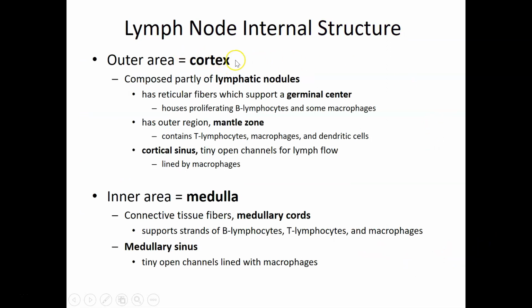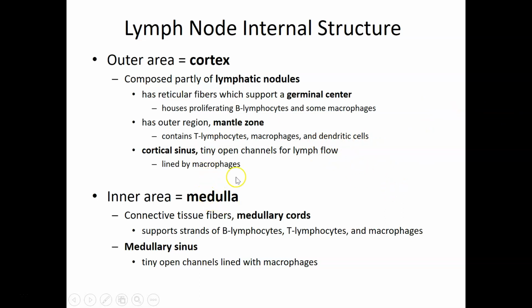If you look at the cortex, the nodules have three main areas. The germinal center is kind of the bullseye of the target. The center of it is rich with B cells. Surrounding that is a stripe called the mantle zone, and that has a lot of T cells and macrophages. And then surrounding that is the cortical sinus. This is a passageway for lymph to flow around the lymphatic nodules in the cortex.